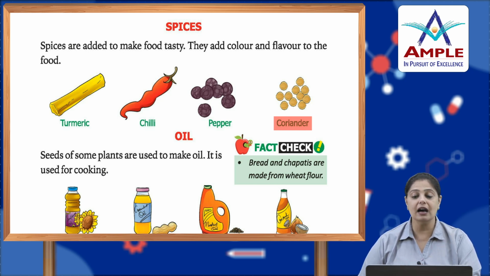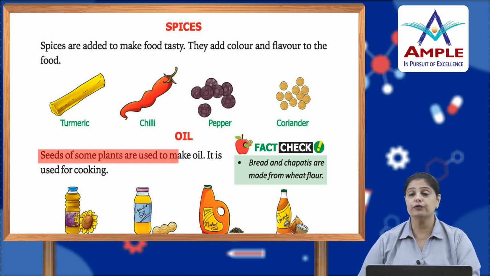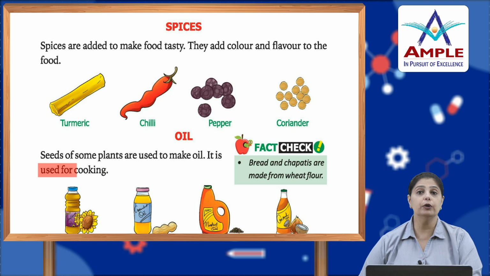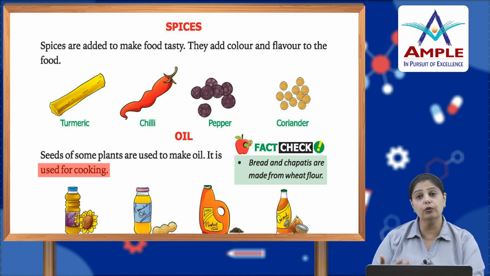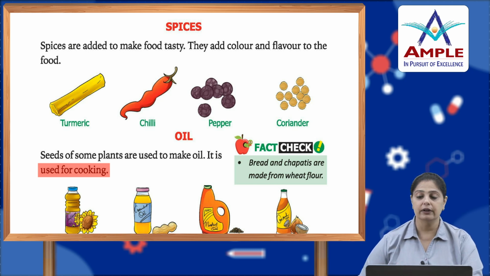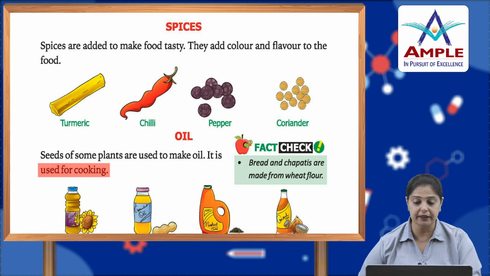Seeds of some plants are used to make oil, okay. It is used for cooking. So, if you see, most of the food that we eat is cooked using oil, okay. So, we cannot just have boiled food every time, right? So, in order to have more taste to the food, to cook the food well, we add oil to it, okay. Now, it also enhances the flavor of the food.